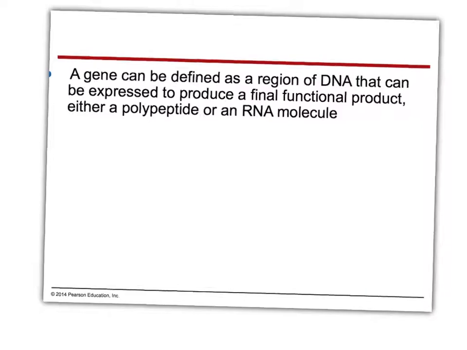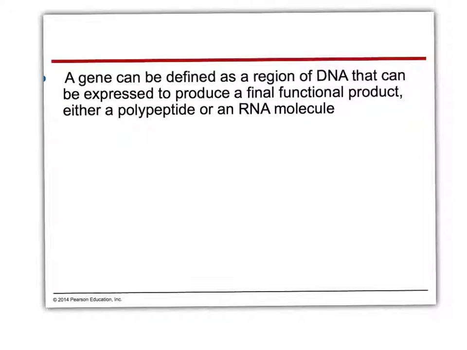So, your overall definition: a gene can be defined as a region of DNA that can be expressed to produce a final functional product. That takes into consideration the effect of alternative splicing. A gene will produce a final functional product or many functional products, either a peptide or an RNA molecule.